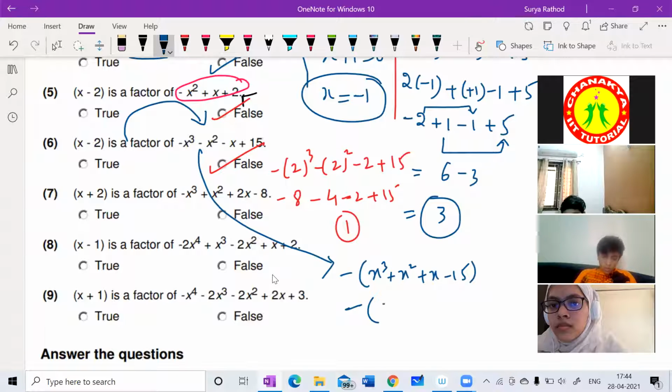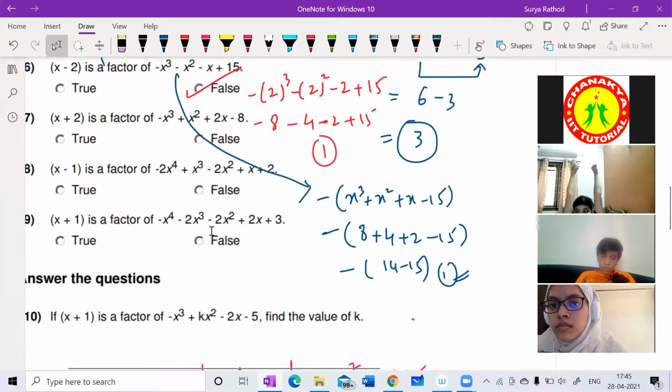So x is equal to 1: 1 plus 1 plus 1 minus 15, which gives minus 14 minus 15... what is this? I got 14 minus 15, so minus 1. Yes, you take minus common. For this kind of question, better you take minus common and then substitute. Are you getting my point, children? Yes, sir.